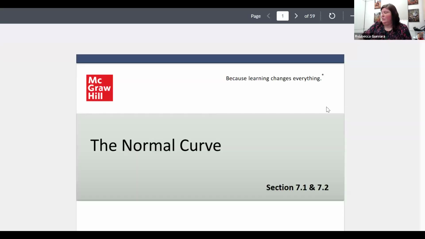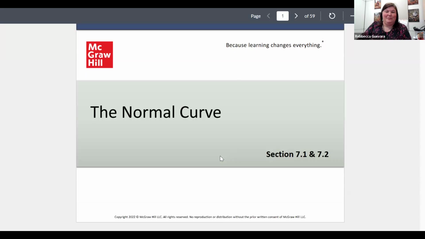So this is chapter 7, and what we're going to start with is talking about the normal curve. We're going to look at a couple different distributions here. One is just going to be the normal curve in chapter 7, and then there's something close to the normal curve that's slightly different we're going to look at as well.